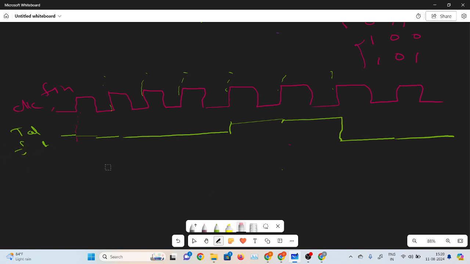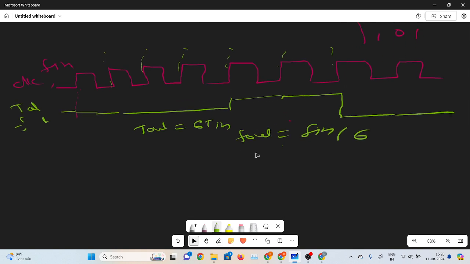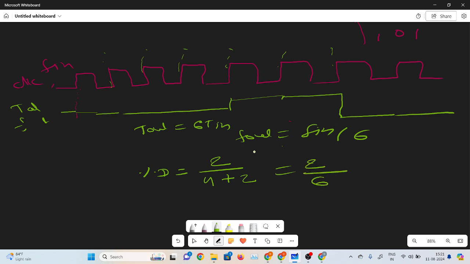So t out is equal to 6 times t in, so I designed f out equal to f in by 6, but it is not of 50% duty cycle. Because for the first 4 clocks it will be 0, and only for 2 clock pulses it will be logic 1. If I calculate the percentage duty cycle, the total on value is only 2 and the off value is 4. So t on plus t off is 4 plus 2, and t on is 2, so 2 by 6, that is 1 by 3.